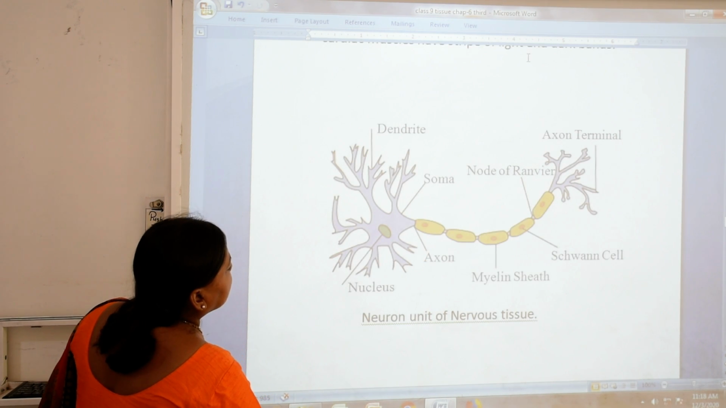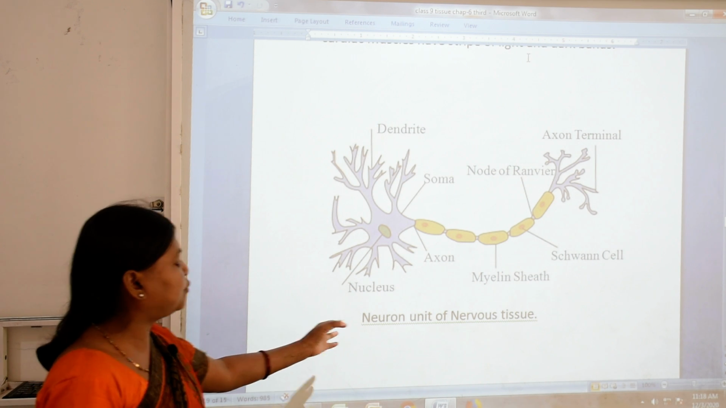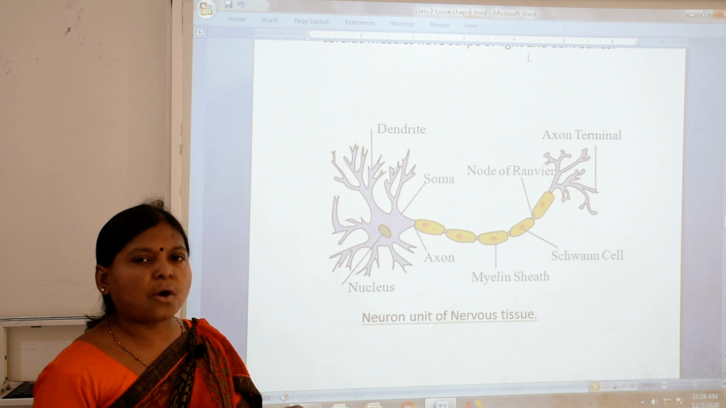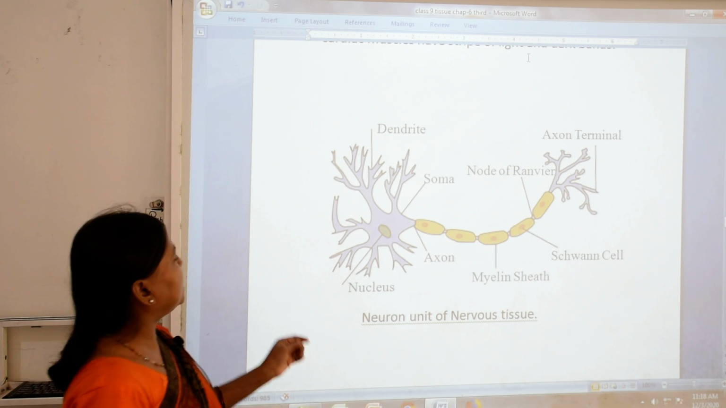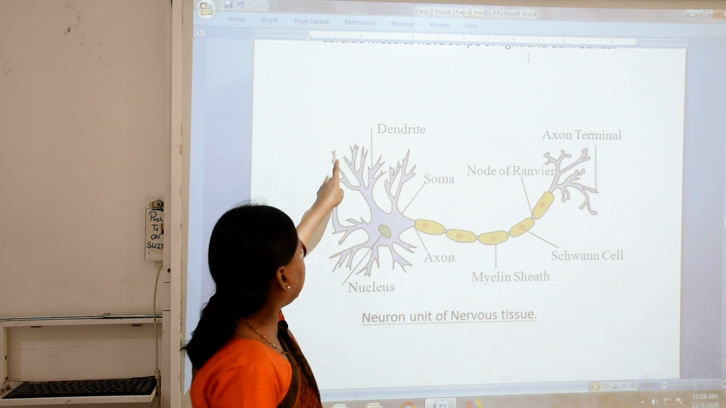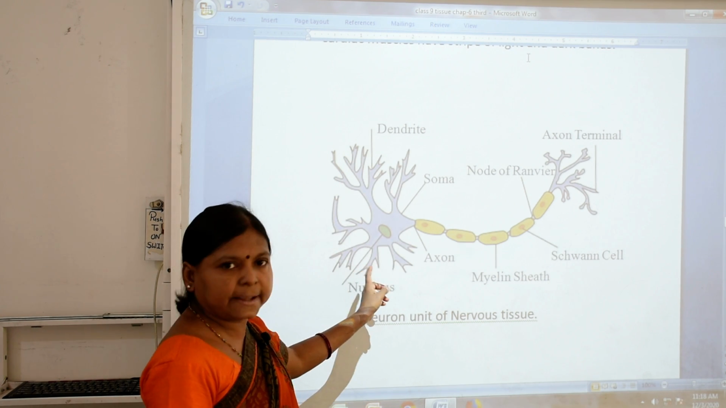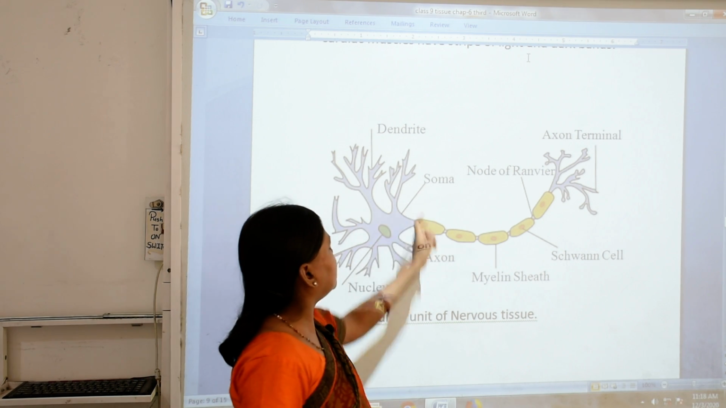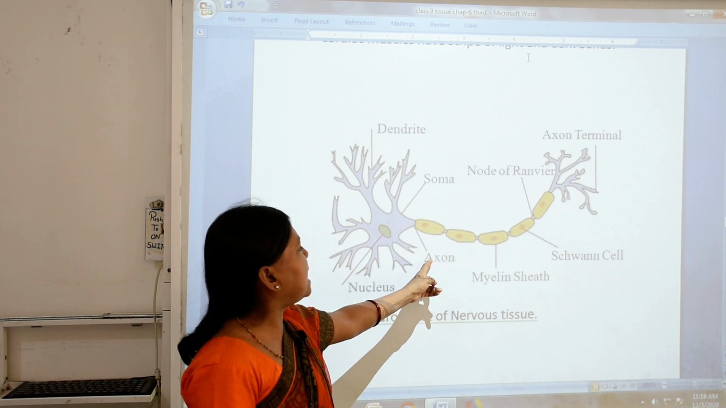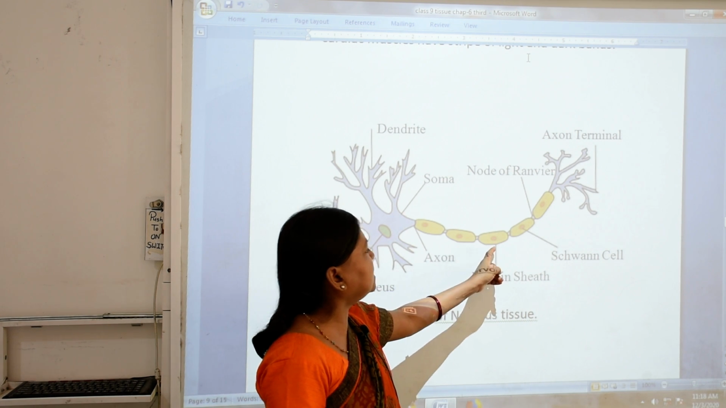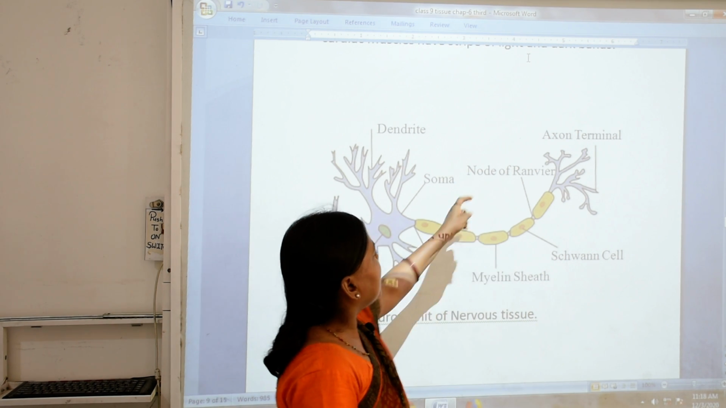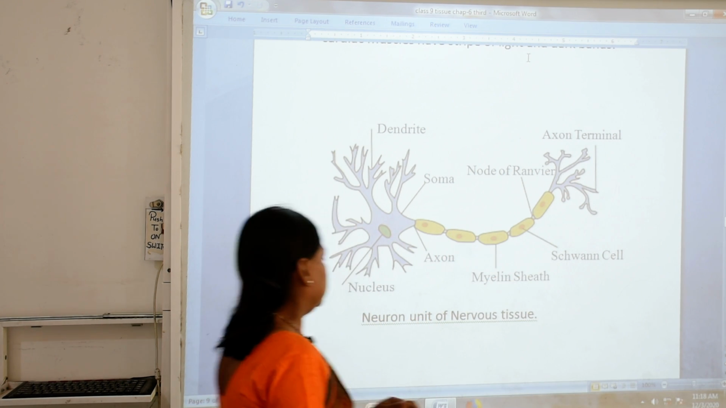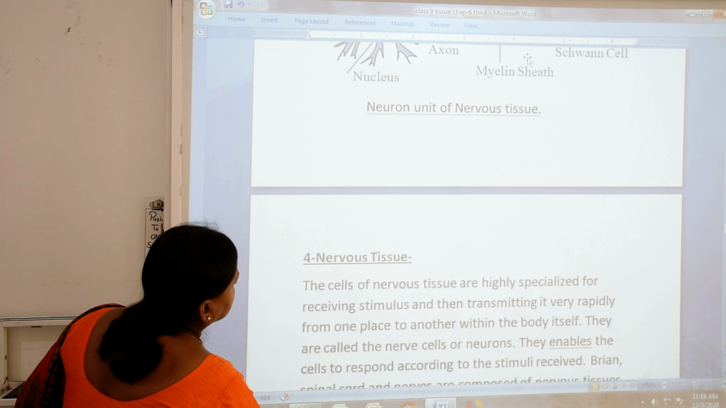Now next we are taking the nervous tissue. See the structure of a neuron. It is the unit of nervous tissue. See, it is the longest cell in our body, the neuron. These are called the dendrites. Inside this is the cell body. It contains the nucleus and cytoplasm. This is called the soma, and this is called the axon, and around it is the myelin sheath. These are the axon terminals, these are the nodes of Ranvier, and these are the cells. Now we see detail about these structures.